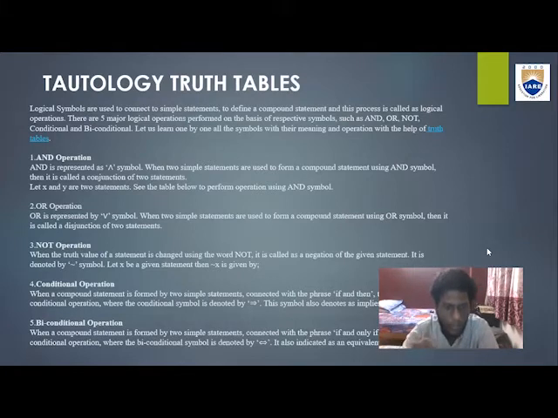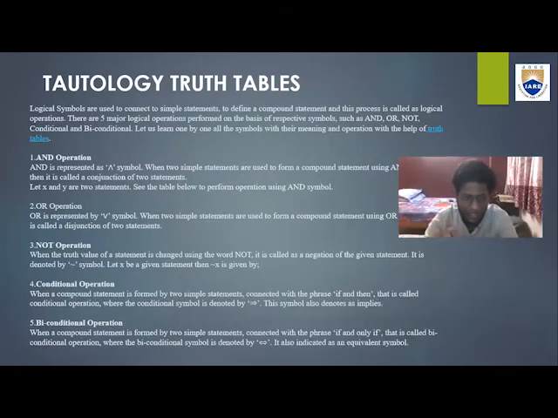Now coming to the OR operation. The OR operation is represented by the symbol ∨. When two simple statements are used to form a compound statement using the OR symbol, then it is called the disjunction of these two statements, which means disjunction is known as OR and conjunction is known as AND. Now coming to the NOT operation. When the truth value of a statement is changed by the word not, it is called the negation of the statement, which means if the given value is true, it changes into false, and if the given value is false, it changes into true. It is represented by the symbol ~, a small curve.